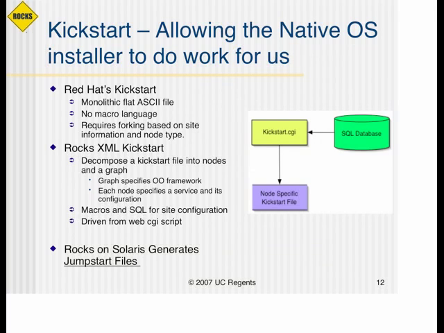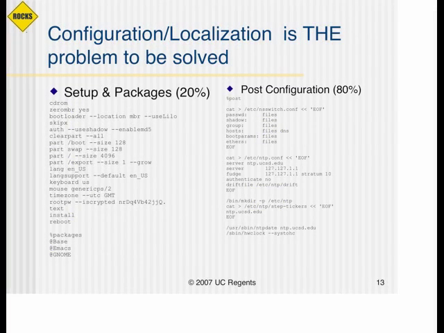So why do we do it this way? Well, if you pull apart a Kickstart file, a Jumpstart file is basically the same thing. Things are called a little bit differently. The thing on the left side is just setting up the packages, just listing the packages you want to install, about 20% of what needs to happen. The thing on the right-hand side, that's about 80% of the volume of the Kickstart file and is about 99% of the work in actually building a cluster or any kind of node, and that is that configuration localization is the problem to be solved, right?